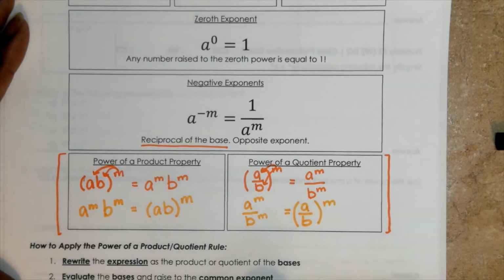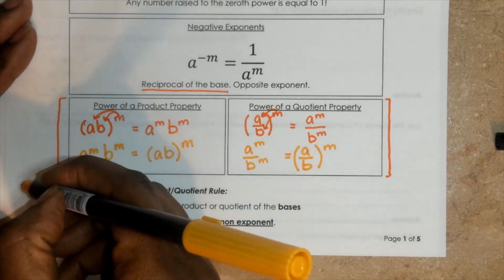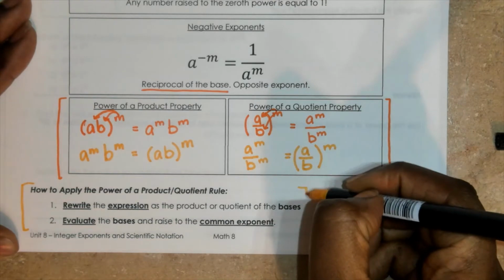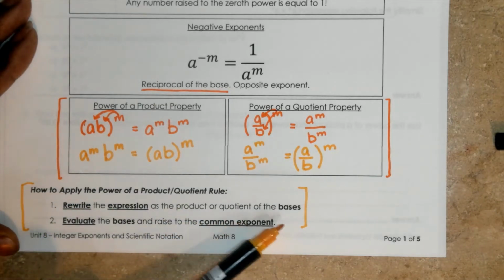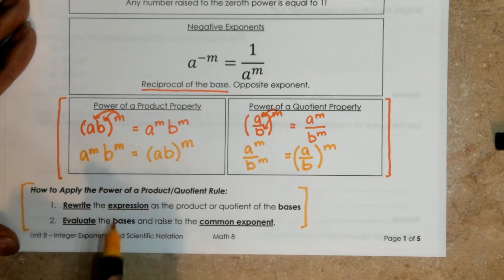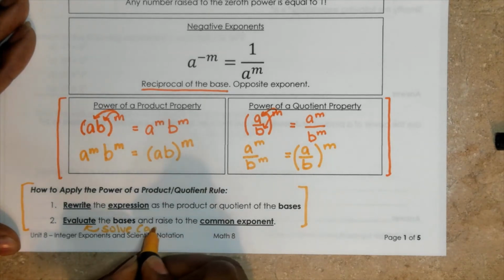And once you have copied it into your notes, I also want you to copy the steps on how to apply the power of a product or quotient rule. So you rewrite the expression as the product or quotient of the bases, and then you evaluate. Remember, evaluate means to solve, so you can get an answer, get the value.